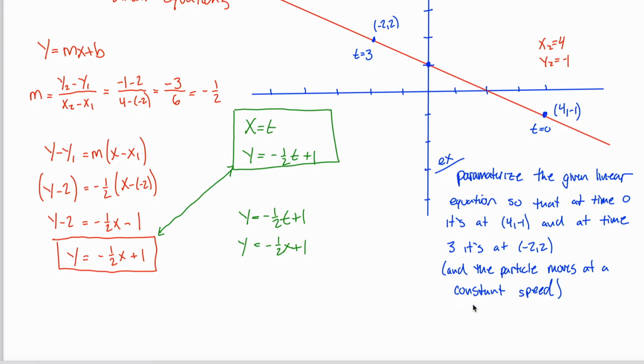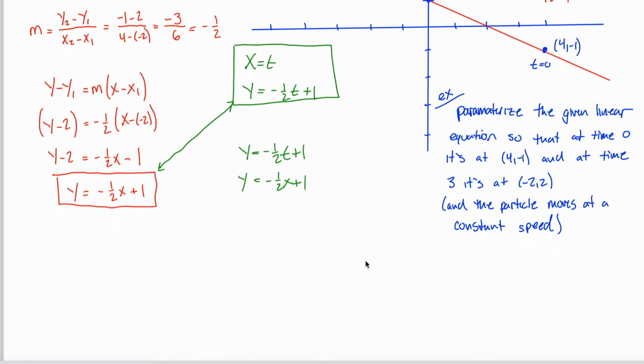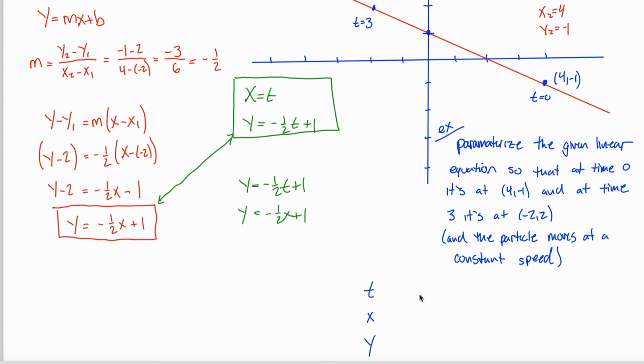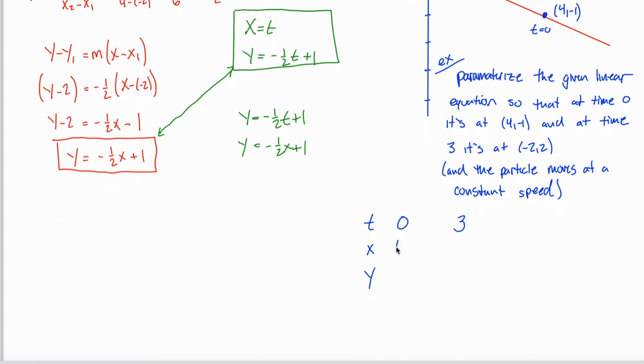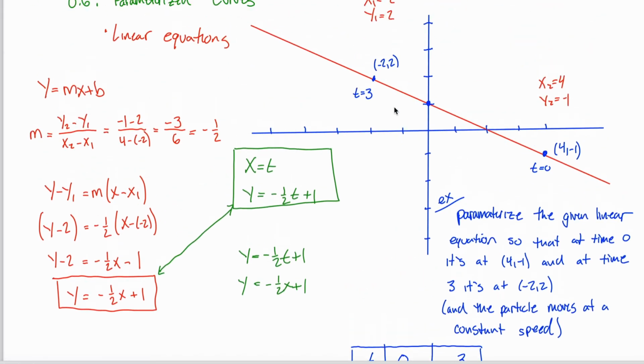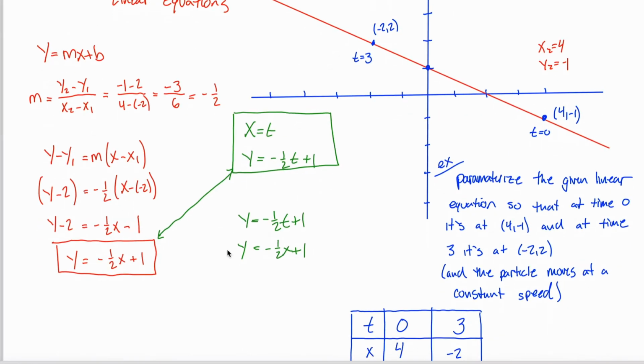Well, for this parameterization, I think it kind of helps to keep track of a chart. We have 3 different things changing here, right? We have t's, and then we have x's, and we have y's. And the t points that we're interested in are at time 0 and again at time 3. And at time 0, the point is supposed to be at 4, -1. So its x-coordinate is 4, and its y-coordinate is -1. However, at time 3, the point's supposed to be at -2, 2. So its x-coordinate is -2, and its y-coordinate is +2. What we're going to end up doing is almost the exact same work that we did to come up with this equation in red right here.